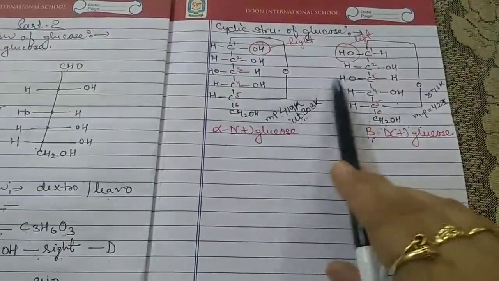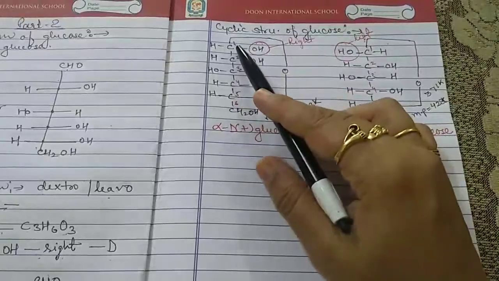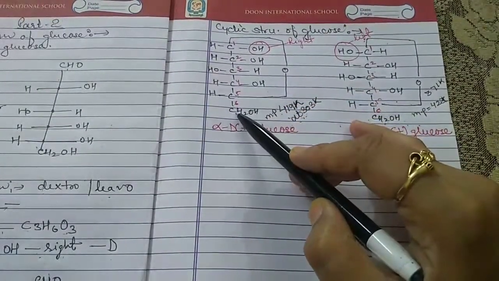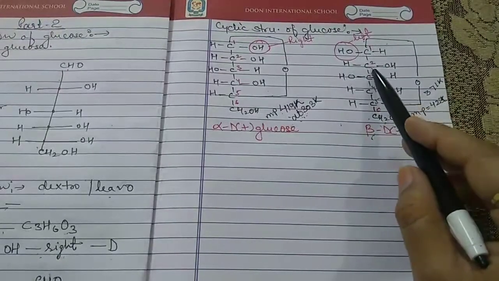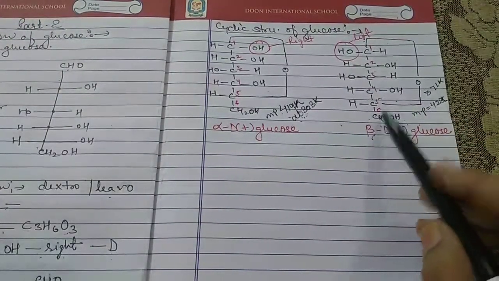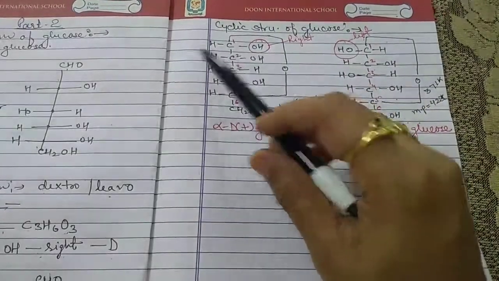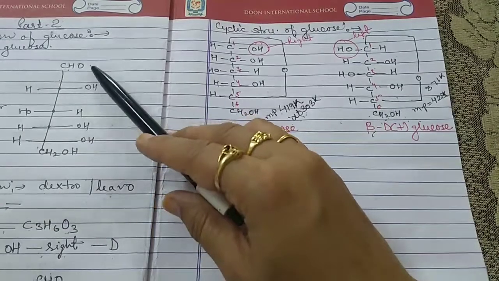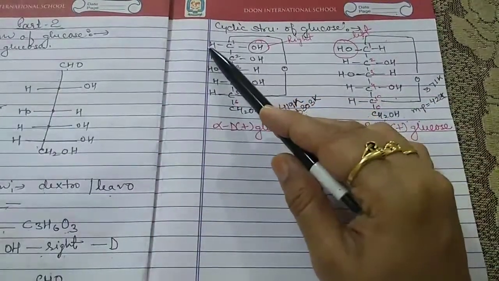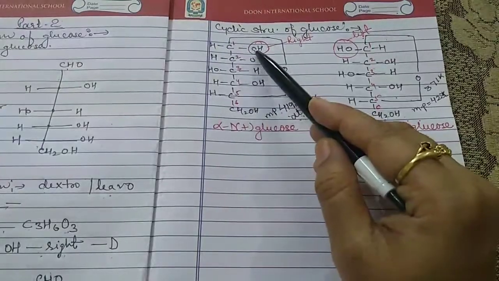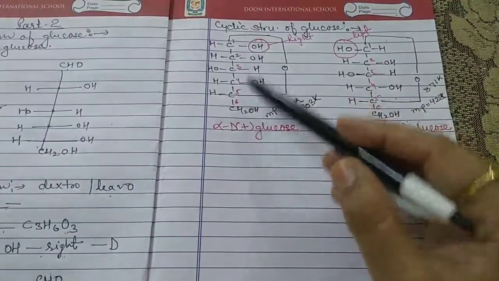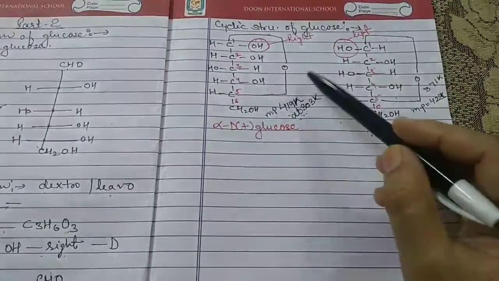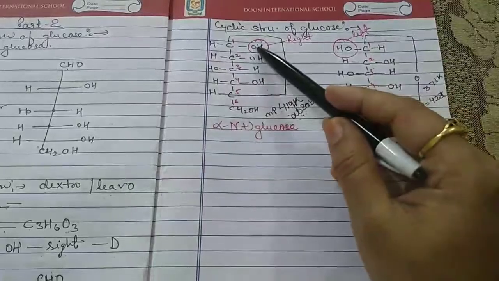These are the cyclic structures. This one is the C1 carbon atom, and this is C2, C3, C4, C5 and C6. Here again the same C1, C2, C3, C4, C5 and C6. We know that C1 contains only one hydrogen and one oxygen, so the hydrogen is this one, the oxygen is this one. Now we have one extra H, which comes from this OH. Now this is the O and this H is here.